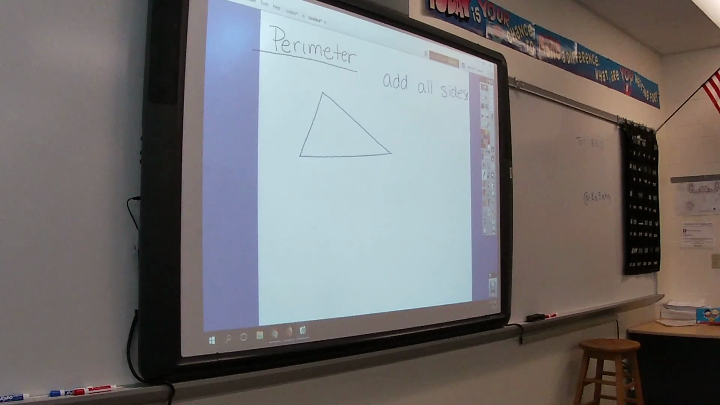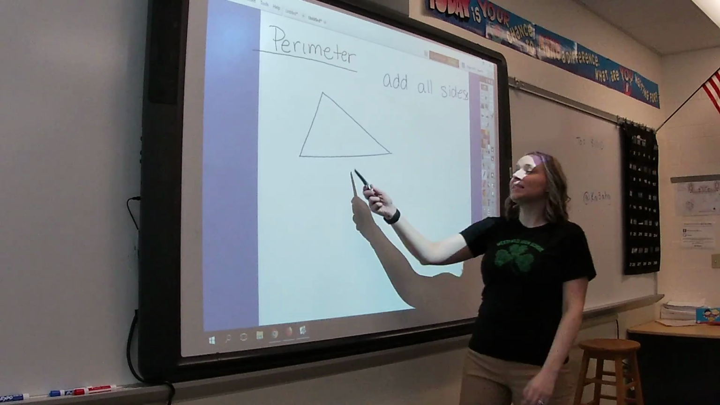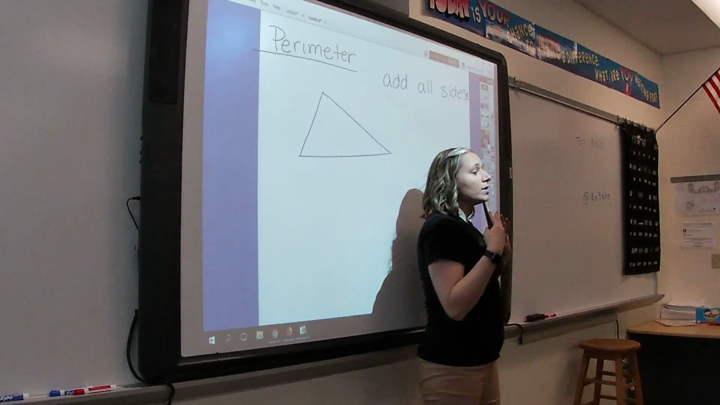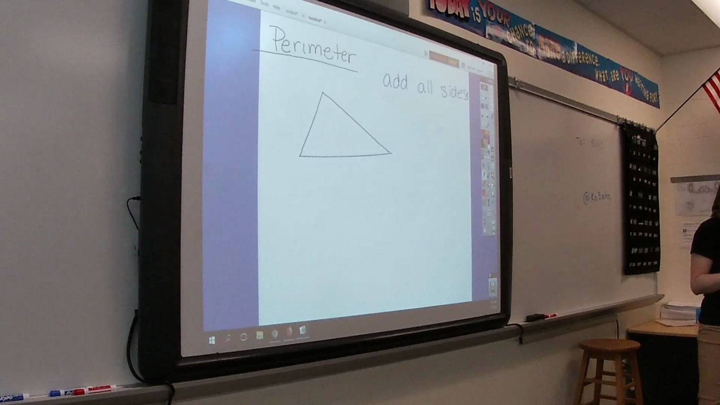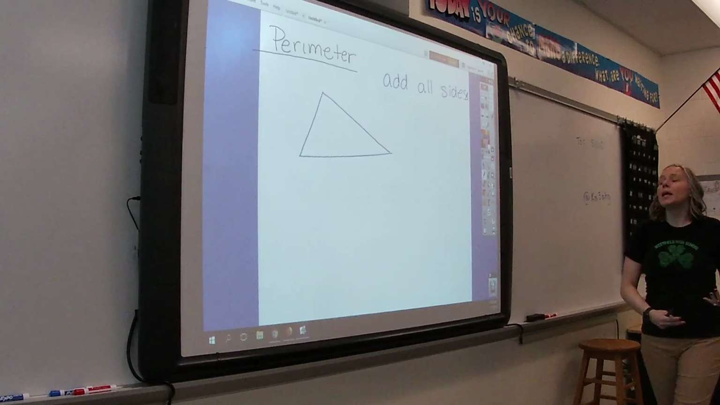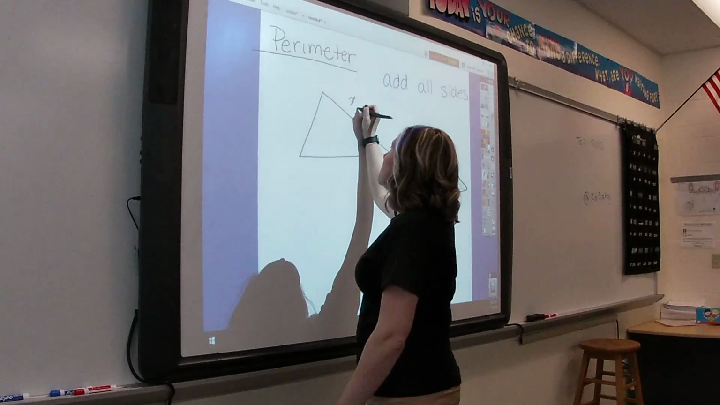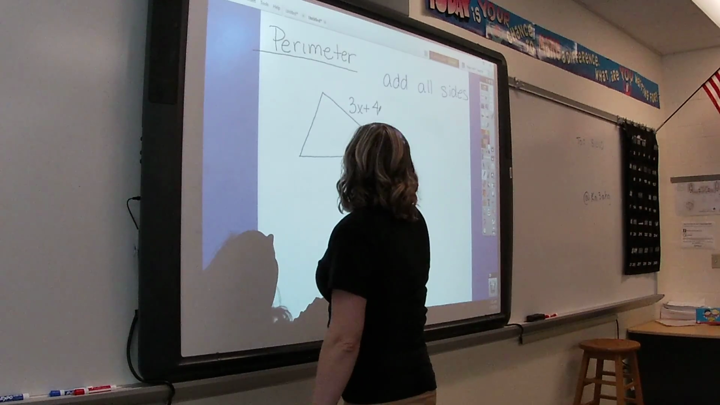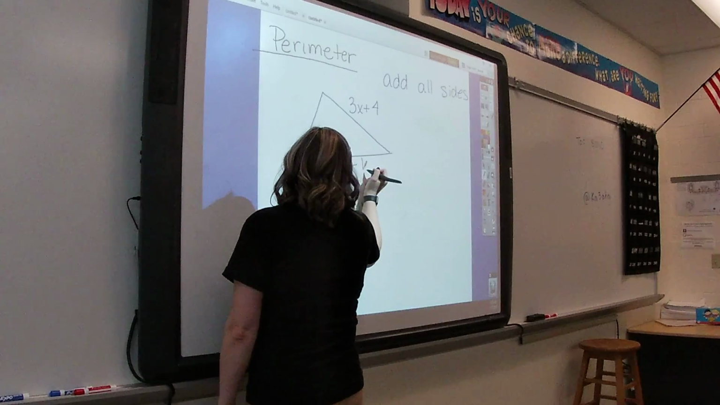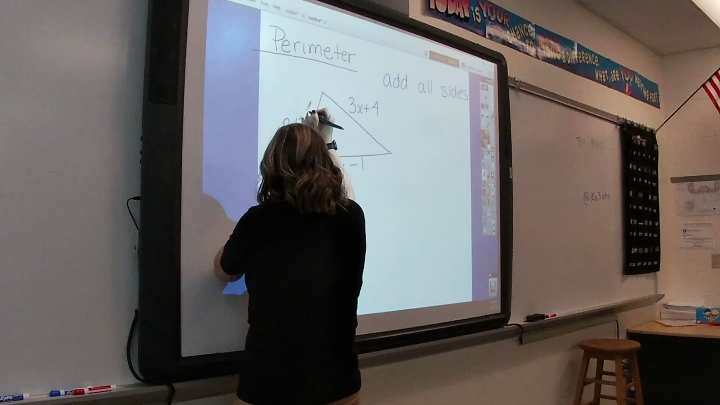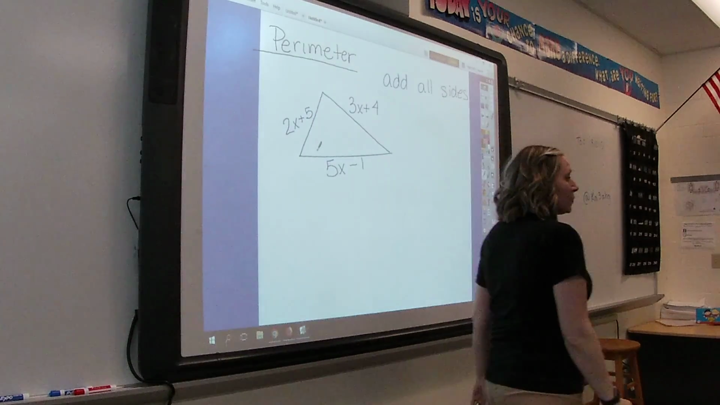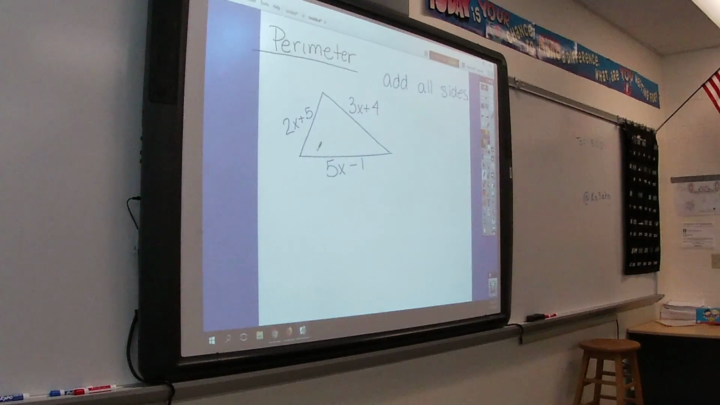Now that we know how to add with polynomials, we can introduce the idea that maybe these side lengths aren't pure numbers, but maybe they include unknowns or variables. So maybe we have side lengths of 3x plus 4, 5x minus 1, and 2x plus 5.